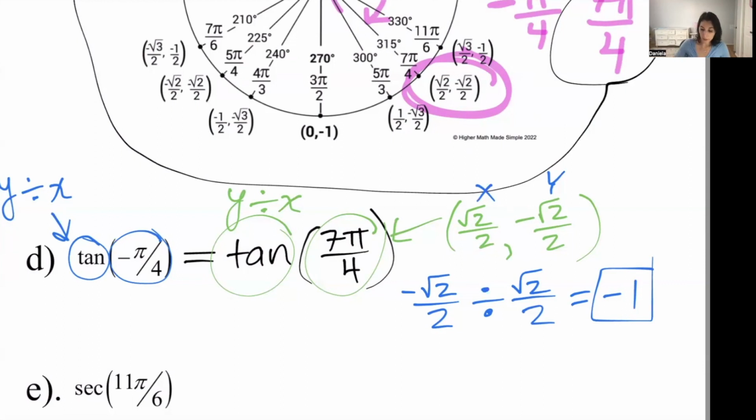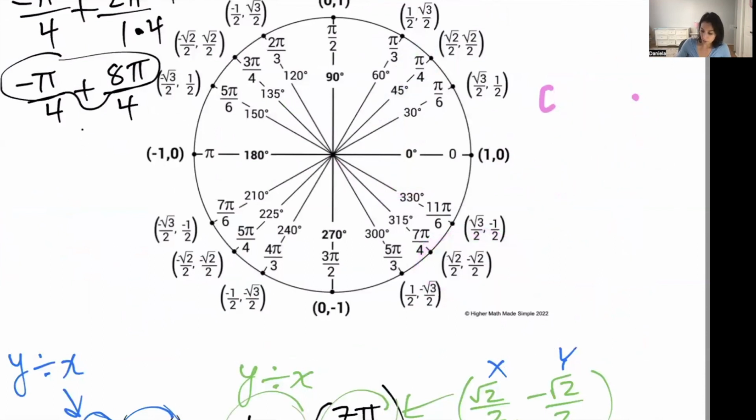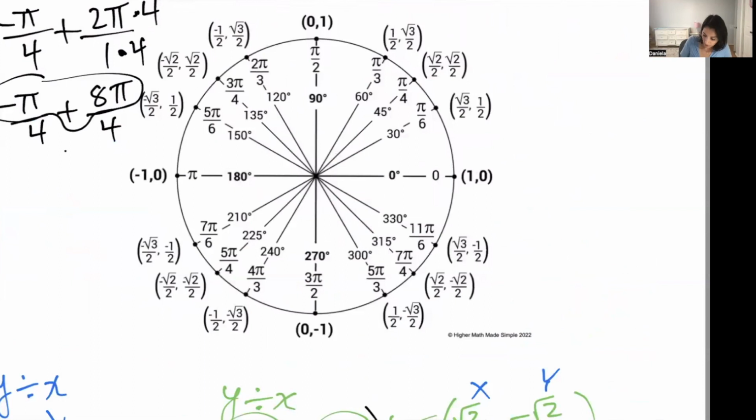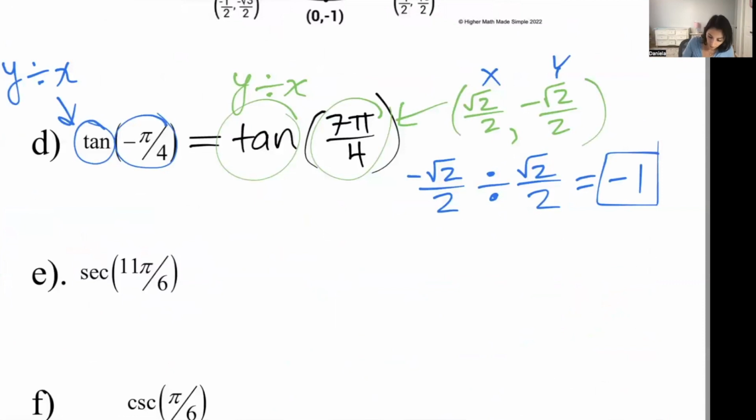So in part E, we have the secant of 11 pi over 6. 11 pi over 6, thank goodness, is on the unit circle, so we don't have to find the coterminal angle, right? 11 pi over 6 is over here, so we're looking at this ordered pair: square root of 3 over 2, negative 1/2. So this is telling us to look at square root of 3 over 2, negative 1/2.